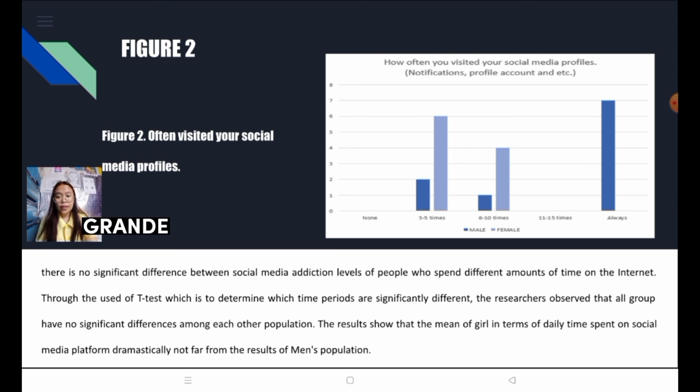As we continued to compute this study, there is no significant difference between their levels of visiting social media profiles. First of all, the mean of men is 4.2 and the mean of women is 2.4, and the standard deviation is 1.63 for women and 1.32 for men. The interpretation is that there is no big difference, no dramatic difference between the two populations, so we continued as there is no significant difference.